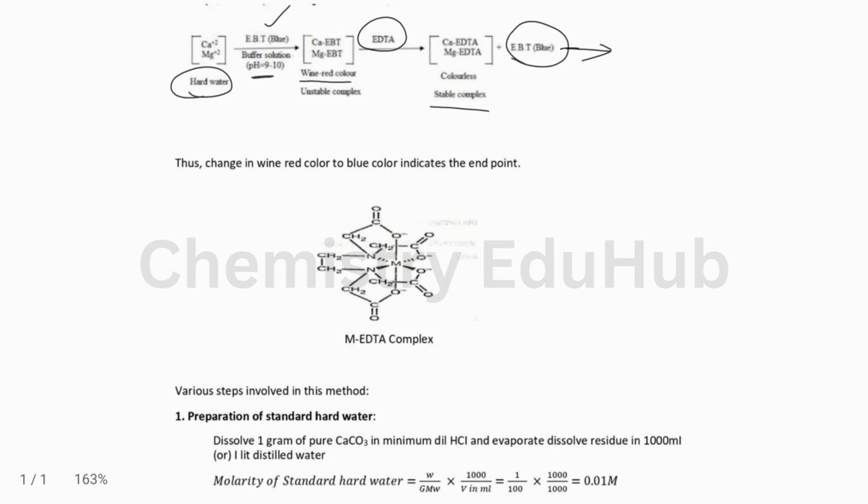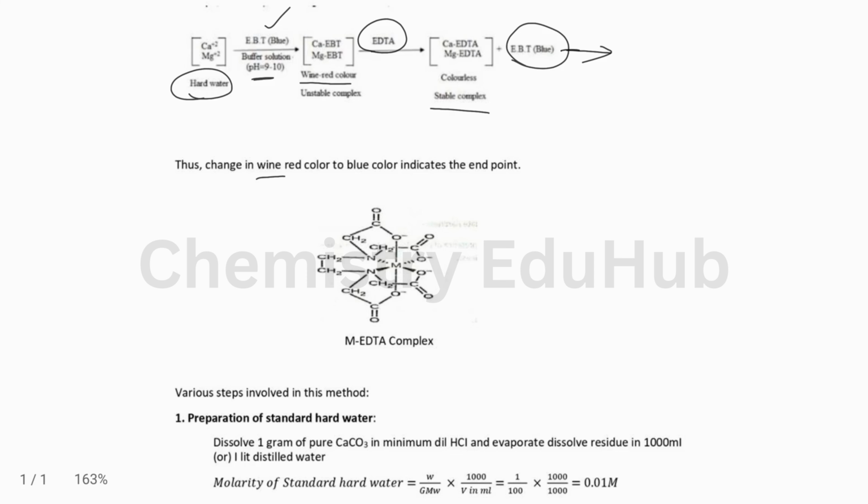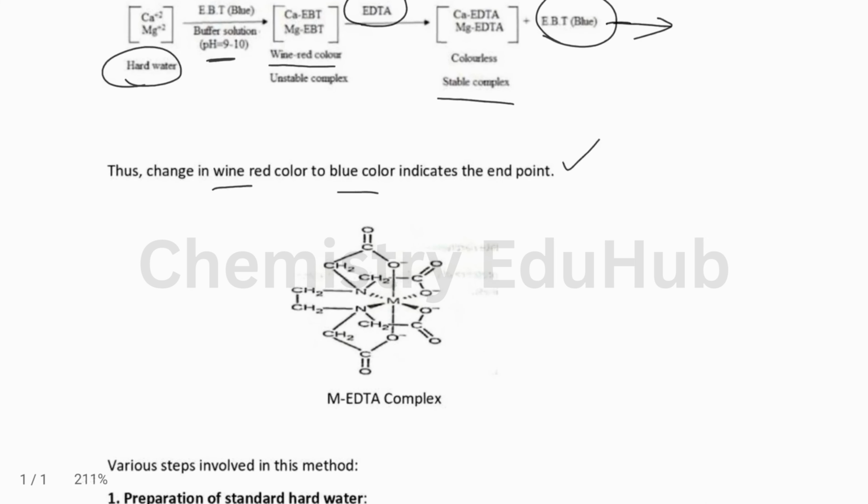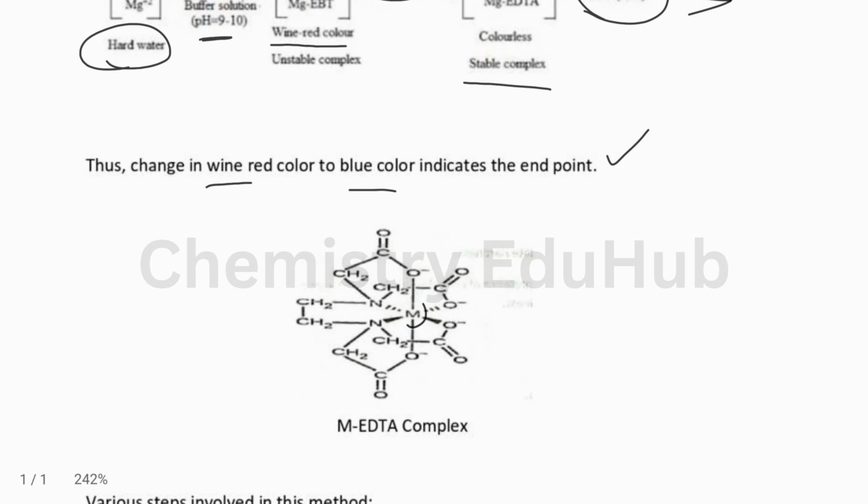So what is the end point here? Whenever the wine red color turns to blue color, we can say that the reaction is done or the titration is done. We can note down the reading. So this is the EDTA complex with metal.